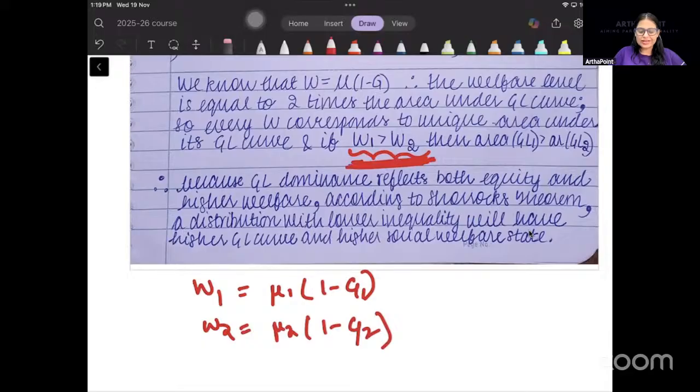ये जो आपने दो लिए हैं, what these mean, you will go ahead and define here. Then you can say that if W1 is greater than W2, it means the area below the generalized Lorentz curve of W1 is more than the area below the generalized Lorentz curve of the other curve. Okay? So this is correct.